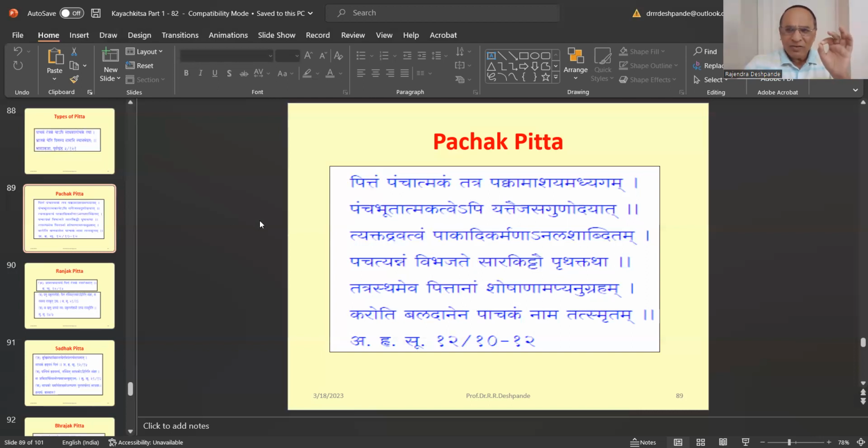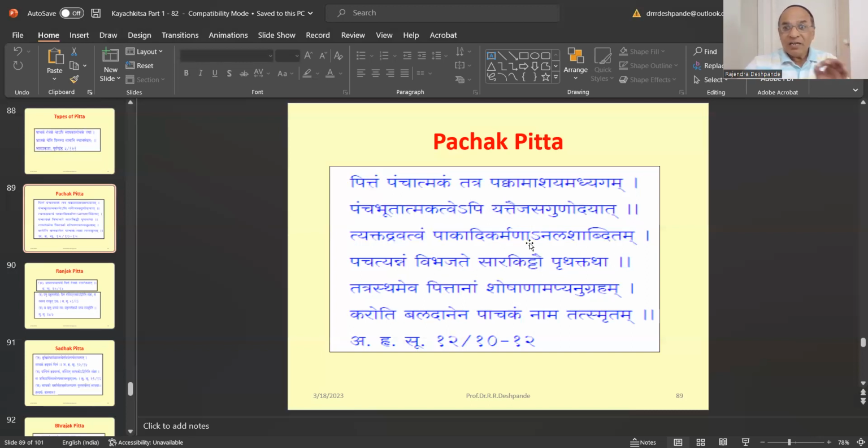Panchabhutatmakatvepi. Everything on this earth is made up of 5 basic elements. But still, yet tejasa gunodayat, having the fiery component predominant. Tyakta dravatvam. When it is doing the function of digestion, metabolism, naturally the fluid component is having less importance. That is secondary. Tyakta dravatvam, that is shedding away.